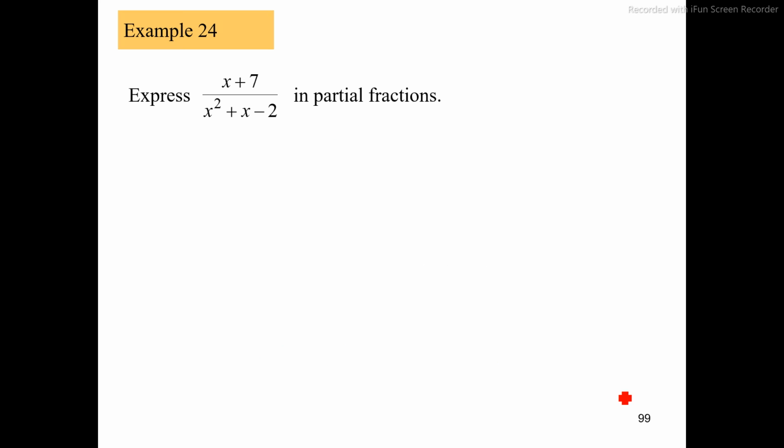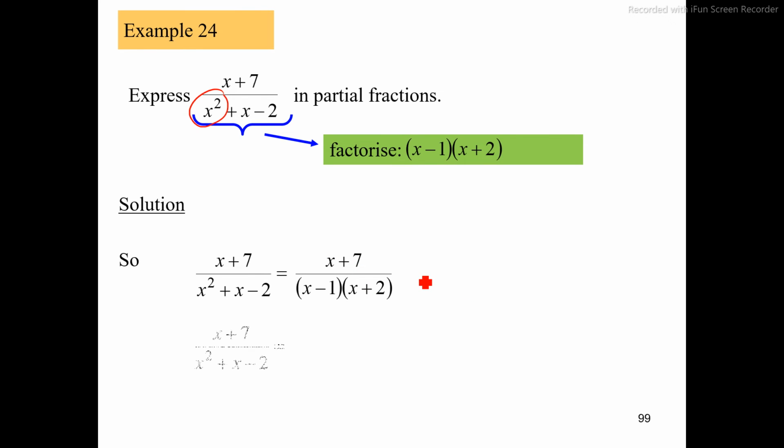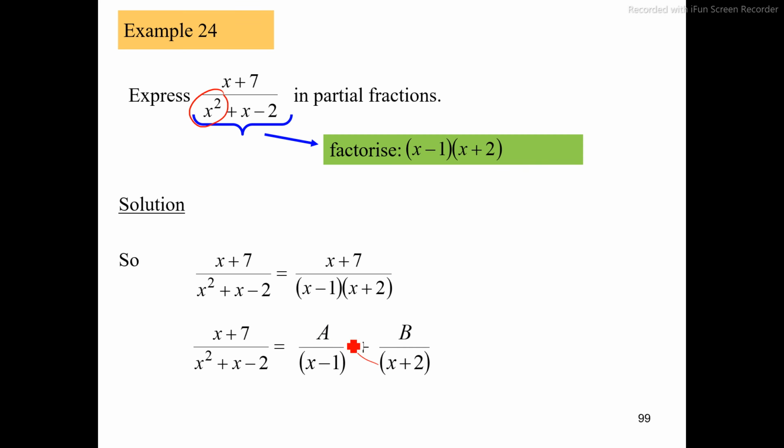Let's say you have a quadratic that can be factorized. You have to factorize first. This one is quadratic, power 2, so there are two factors. When we factorize, you're going to separate A plus B. And then equate the denominator.